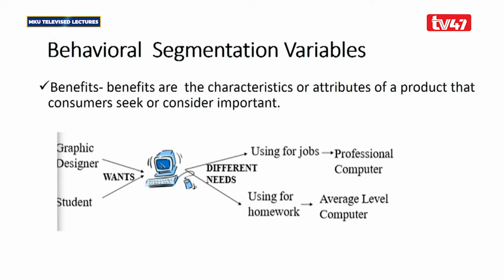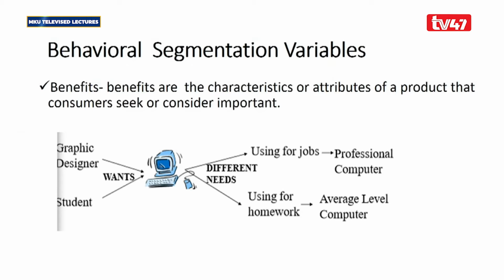With the benefits, in terms of behavioral segmentation, people will go for products that benefit them as far as behavior is concerned. You can see a computer here, and a computer has different benefits. There is a graphic designer who wants to purchase a computer, and there is also a student who wants to purchase a computer. When they are purchasing the computer, they all have wants that are different. They have similar wants, but they have different needs.